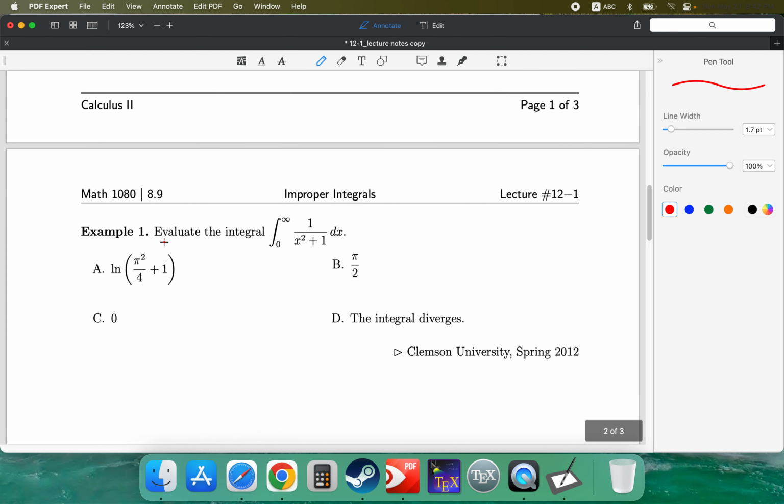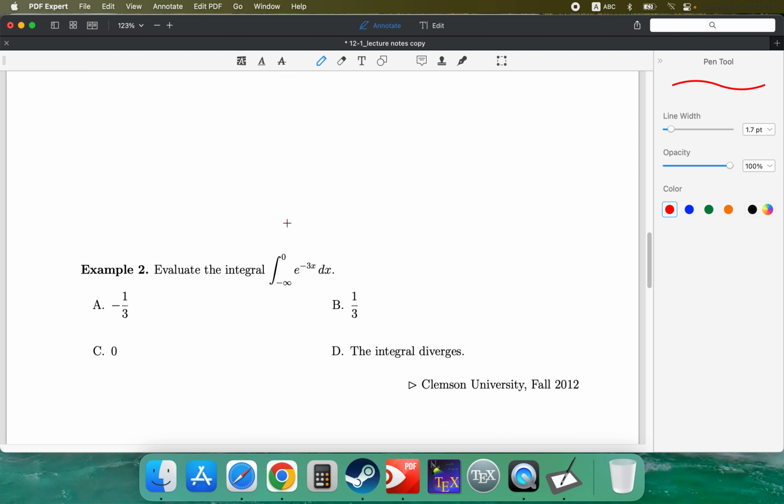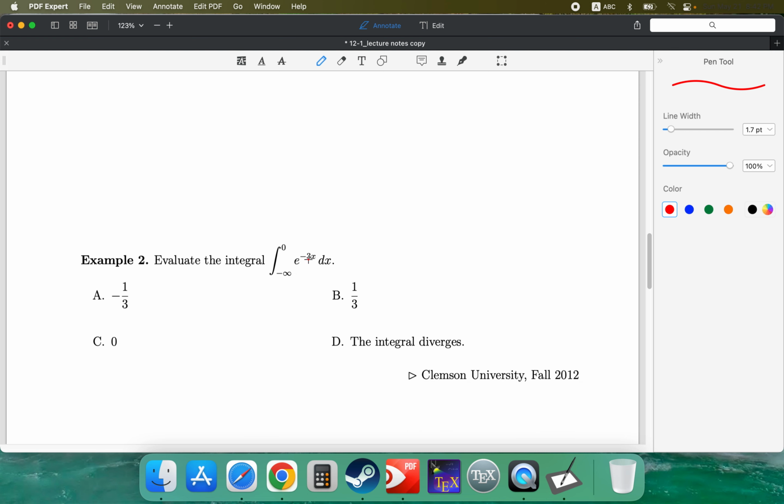In example 1, we want to evaluate the integral of 1 over x squared plus 1 from 0 to infinity. You can see that the interval of integration is infinite, from 0 to infinity. In example 2, you want to integrate e to the negative 3x from negative infinity to 0, and the interval of integration is also infinite. So today I want to talk about the improper integrals for cases like this.